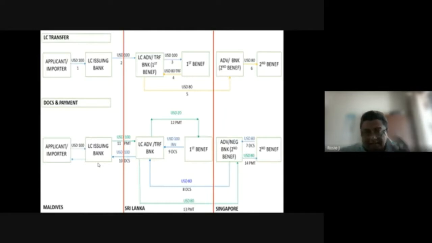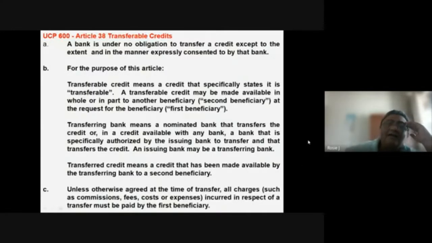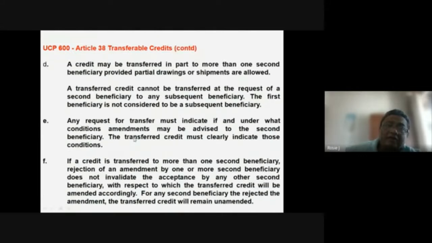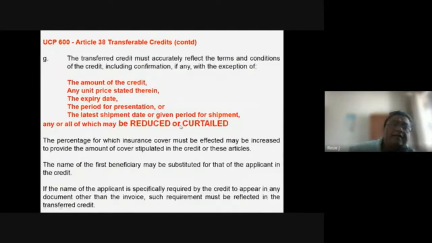So this is like a middle business, right? That's how a transfer LC is done. In the same scenario, this is what you call a transfer LC. Of course, there's an article, Article 38, of UCP 600. Like I told you, for collections it is URC 522, and for LC it is UCP 600, the Uniform Customs and Practice.